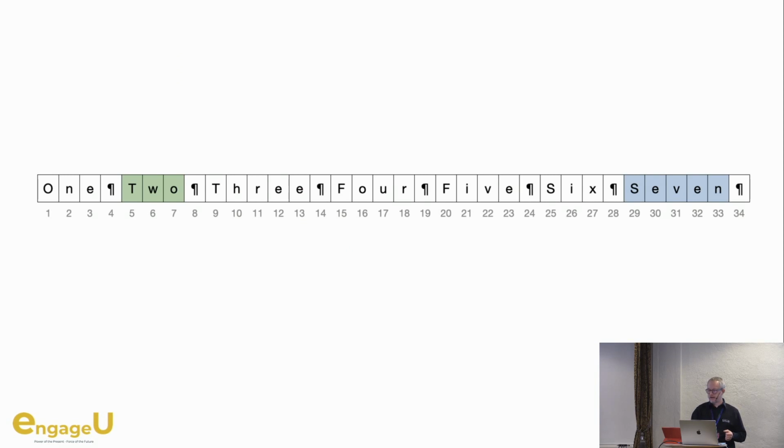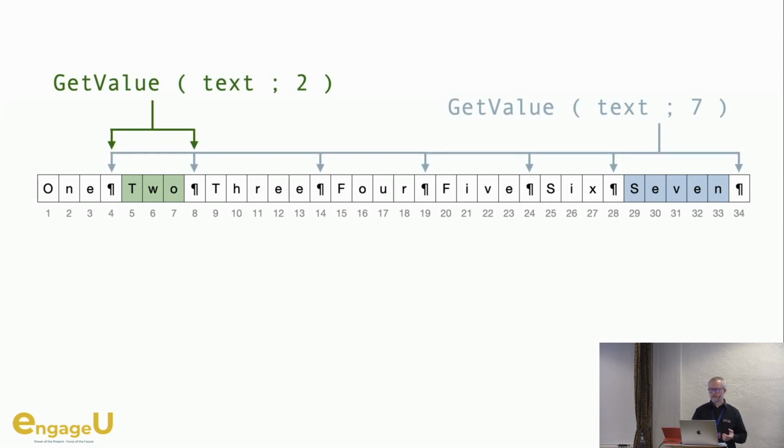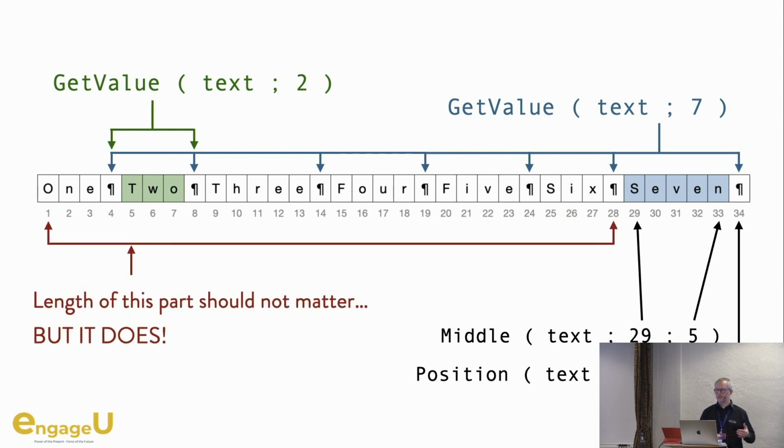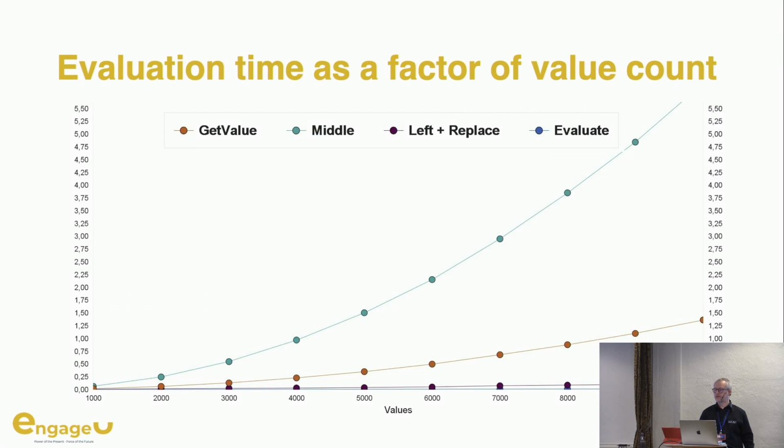The discovery that was very hard for me, obviously, as I mentioned, get value intuitively should be slower the farther you want to look in the list. Middle and position, I would assume they would be faster. So the position where you want to extract the value should not matter, but it does matter. And it actually does matter more than for get value. So when I replaced get value with position and middle, my calculation became much slower.